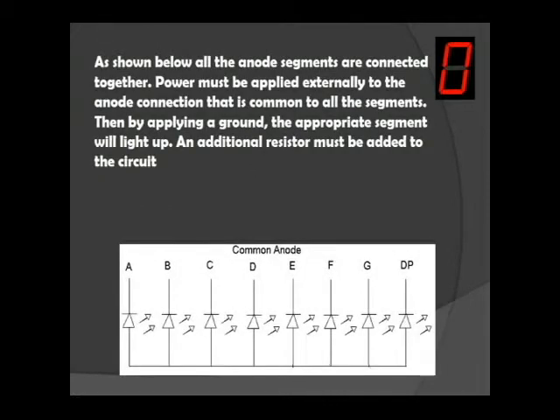As shown below, all the anode segments are connected together. Power must be applied externally to the anode connection that is common to all the segments. Then by applying a ground, the appropriate segment will light up. An additional resistor must be added to the circuit.